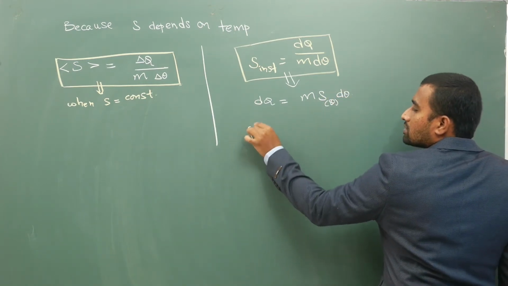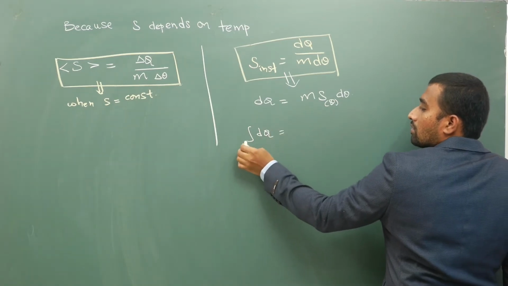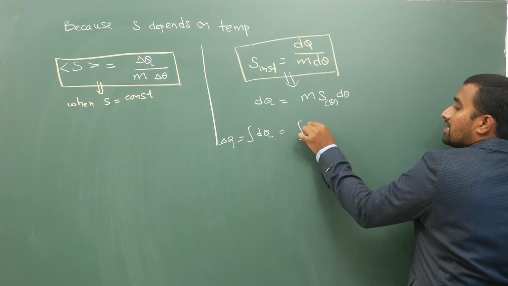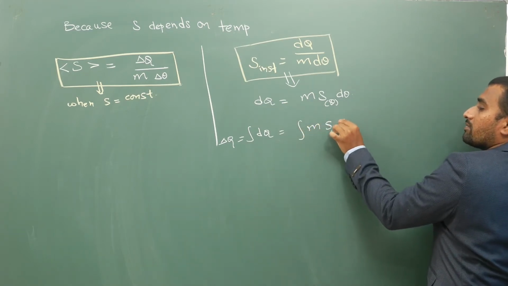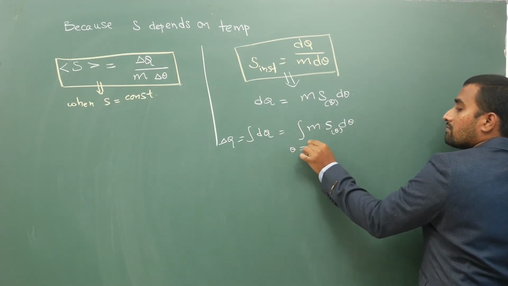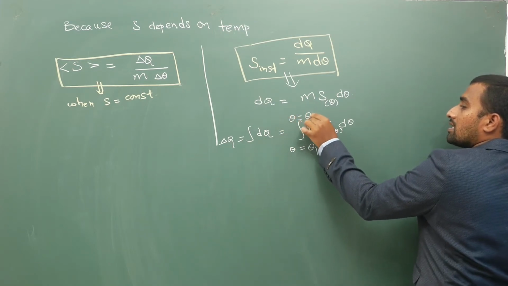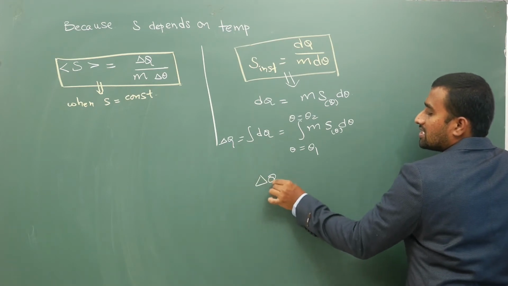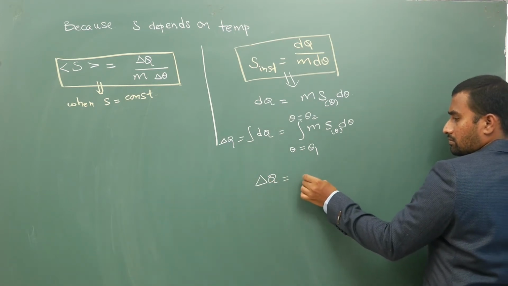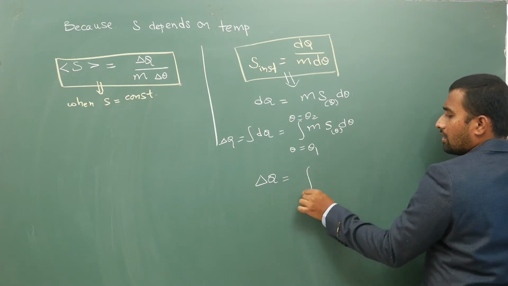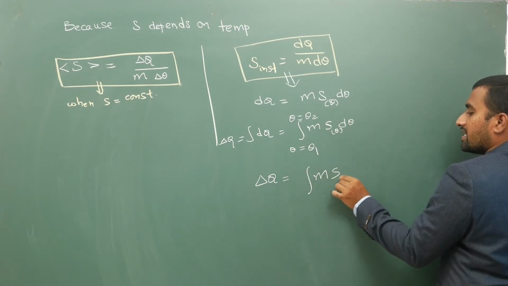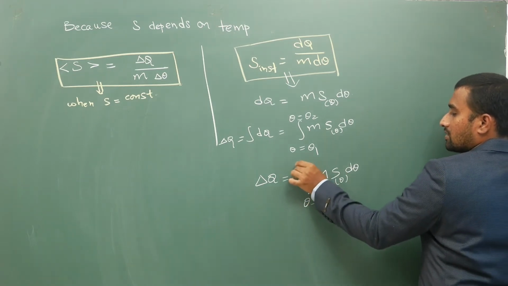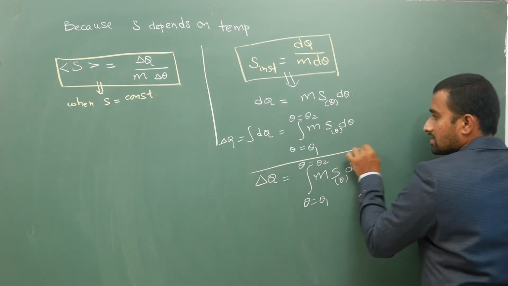If you integrate on both sides, the integral of dQ is your total heat energy delta Q, which is equal to the integral of m into specific heat as a function of temperature theta into d theta from theta equal to theta 1 to theta equal to theta 2. So your absolute heat energy delta Q is given by the integral of m into S of theta into d theta from theta 1 to theta 2.